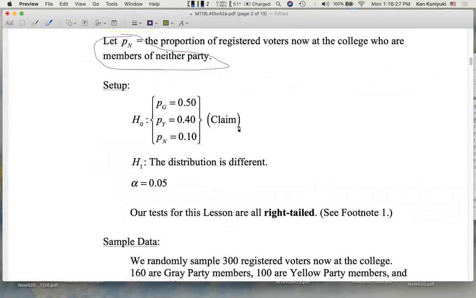So the claim here, based on the wording of the problem, corresponds to the null, which posits a particular distribution. P sub G is 0.50 or 50%, like 10 years ago. P sub Y is 0.40 or 40%, like 10 years ago. P sub N is 10% or 0.10, like 10 years ago. The null claims that the distribution now is exactly the same as it was 10 years ago.